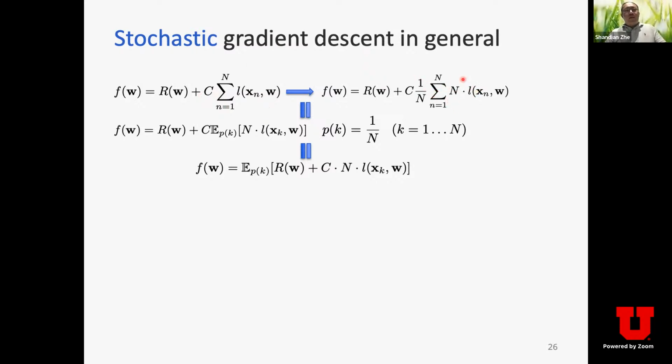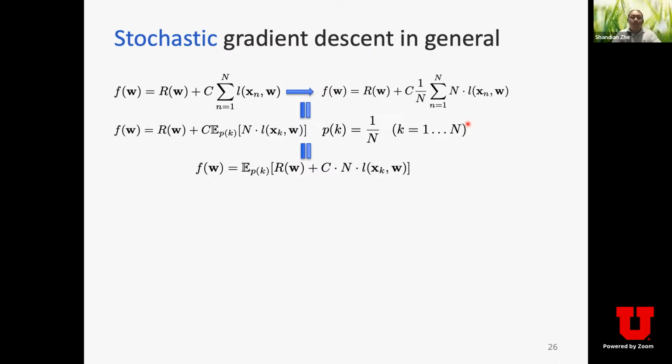We can introduce a factor n, where n is the number of training examples in total, inside the summation. And outside, I just multiply 1 over n. This is reasonable because n and 1 over n just cancel. But what's the benefit of adding these two additional constant factors? We can view it as some expectation of a random objective function.